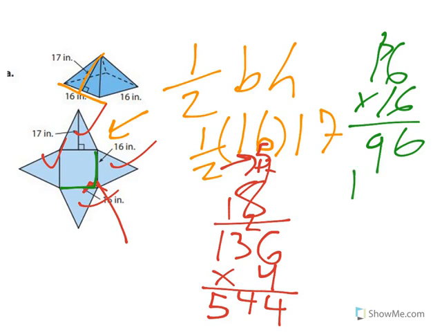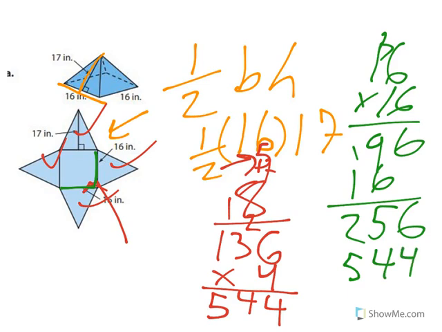And you will then be able to add the two together. All right, so we have 544 plus 256. And how about that? An even 800 square inches. All right, so that's how you find surface area again. You find the area of all of the faces, and then you add them together.